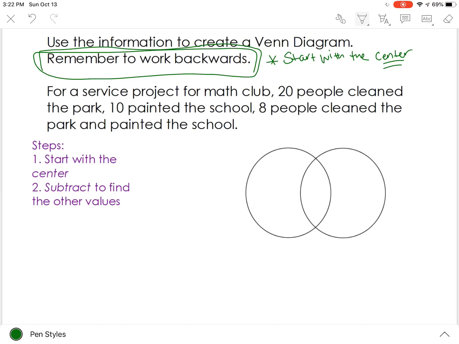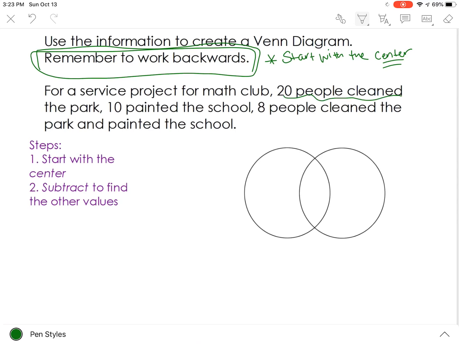So for a service project at the math club, 20 people cleaned the park and 10 painted the school. 8 people cleaned the park and painted the school. All right, so here are our steps. We're going to start with the center, and then we're going to end up subtracting to find the other values. So let's start just by labeling our circles. We're talking about people who cleaned the park.